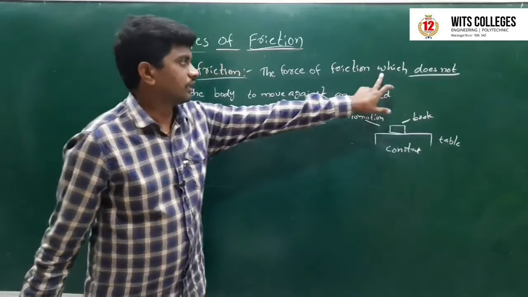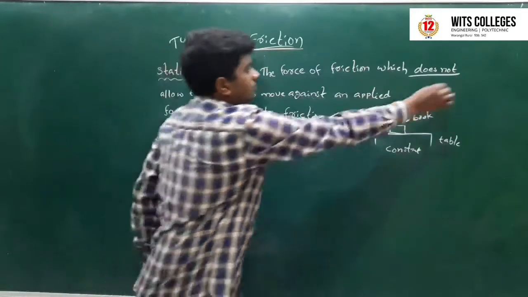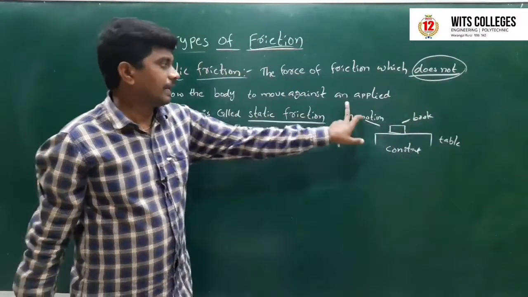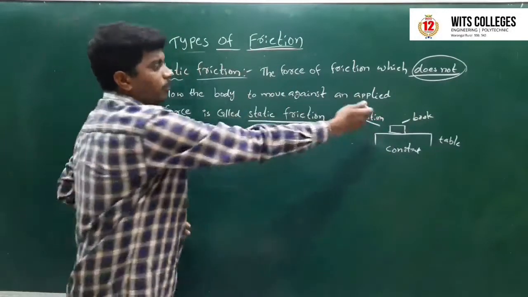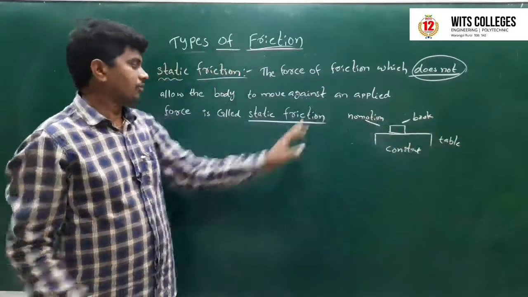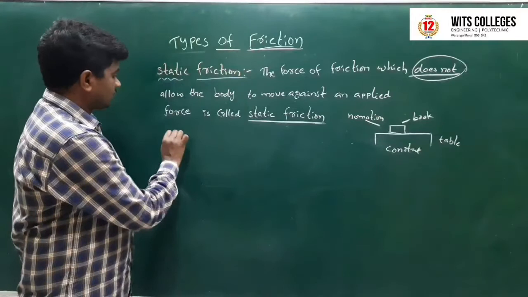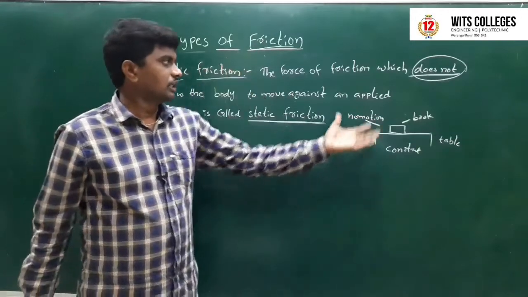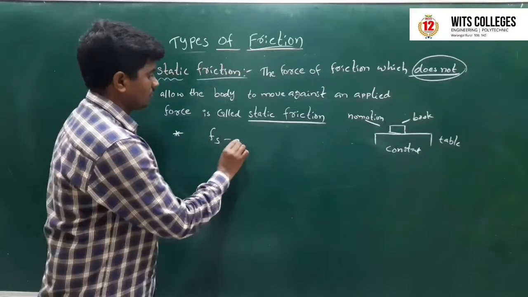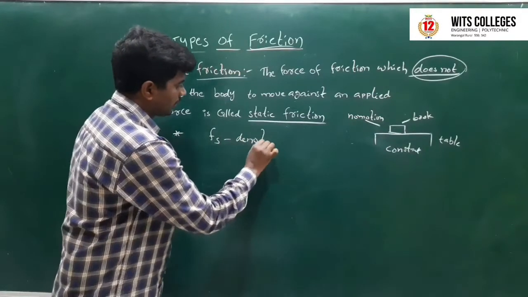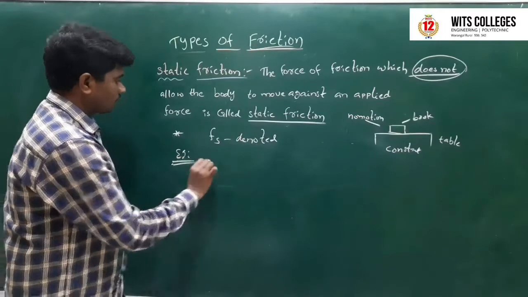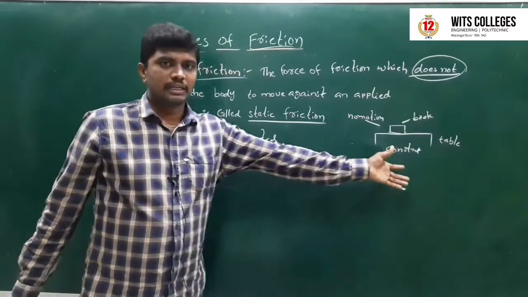The force of friction which does not allow the body to move against an applied force. There is no applied force, so the book is constant. This is called static friction. Next point is that static friction is denoted by Fs.